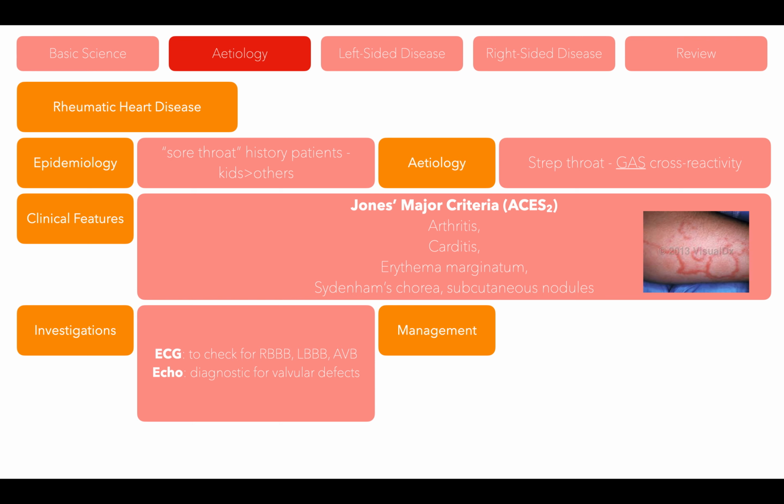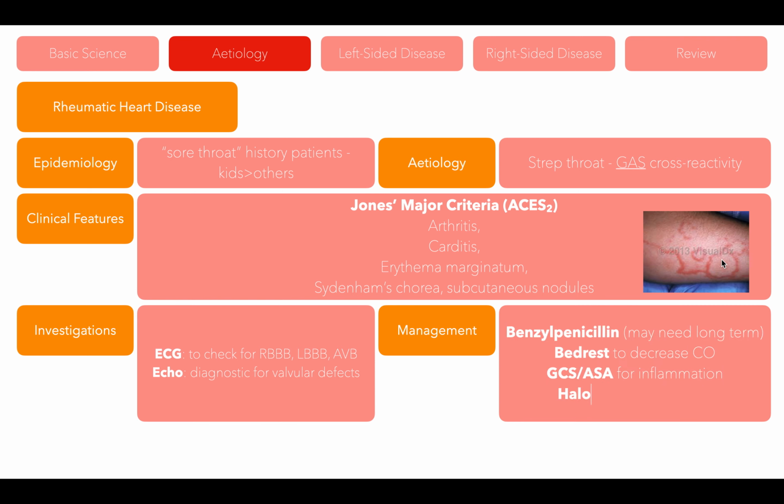The echo is diagnostic for valvular defects, so you're going to do an echo, and that will be the case throughout this lecture. The management is what you'd expect, benzyl penicillin, and you might need to carry that up until the end of puberty because patients can recur and recur. Bed rest, because you want to decrease the work of this overtaxed heart. Steroids and aspirin for the inflammation. Try aspirin first if it's not contraindicated. And then the patient may need haloperidol for the chorea.